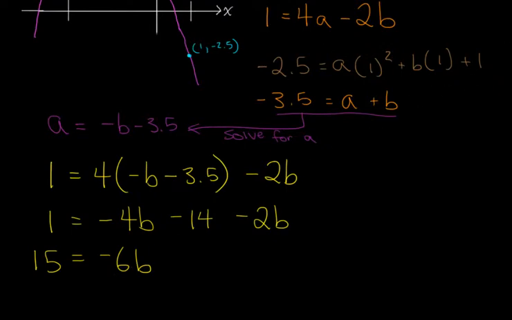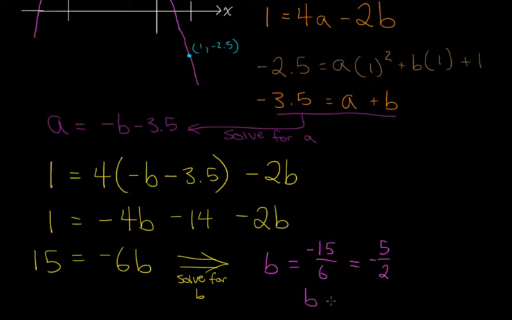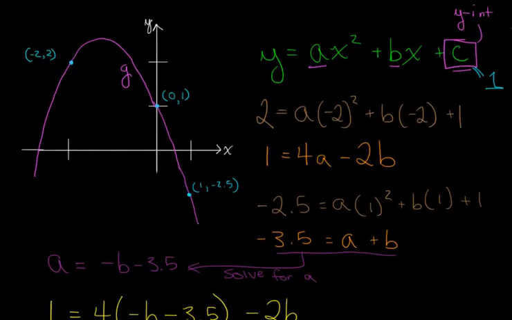Then we solve for b. We get that b is equal to negative 15 over 6, which simplifies to negative 5 halves, because you divide everything by 3: 15 divided by 3 is 5, 6 divided by 3 is 2. So now we know b. b is equal to negative 5 halves, and c is equal to 1.